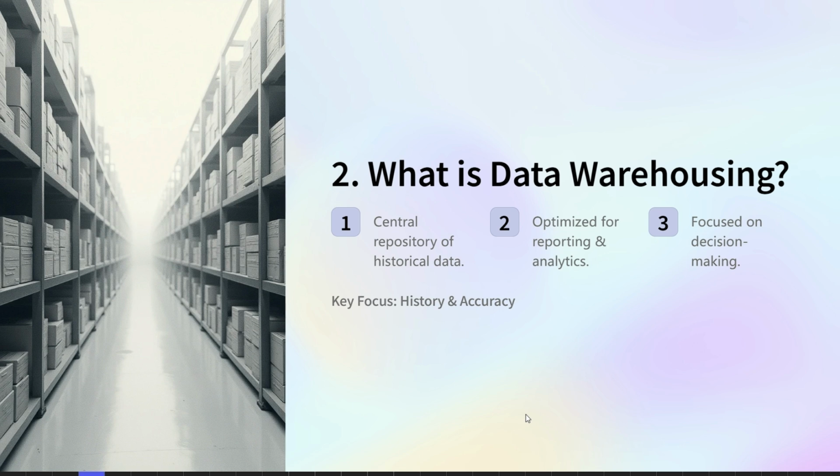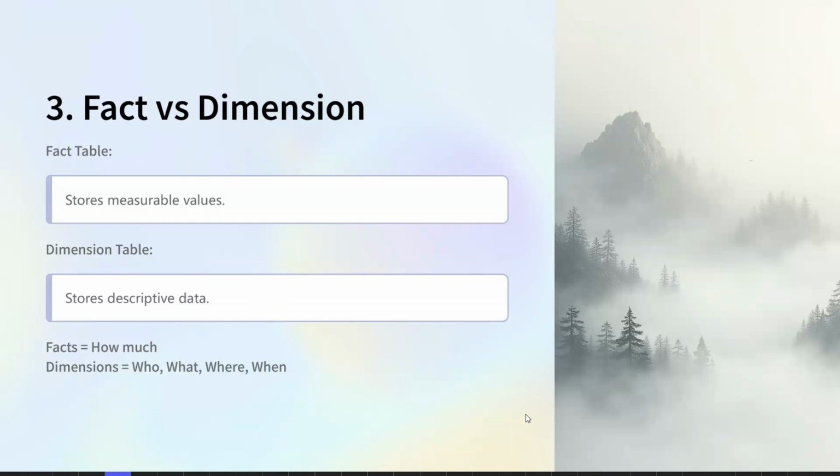One is the fact table, another is the dimension table. In short, the fact table stores numeric measurable data, and the dimension table stores descriptive attributes. In other words, fact is how much, and dimension is who, what, where, when. So this is the basic difference between a fact table and a dimension table: facts store measurable values, and dimensions store descriptive data.